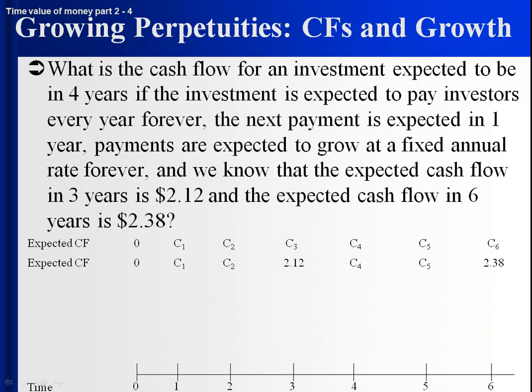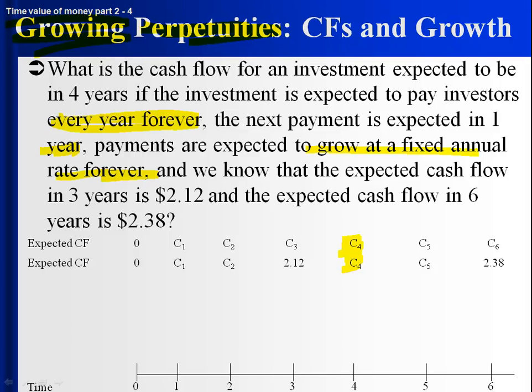So let's take a look at an example. We want to know what the cash flow for investments is expected to be in 4 years. So this is what we're trying to find. The investment pays investors every year forever. So every year forever sounds like it might be an annual perpetuity. The next payment is expected in 1 year, so that's good. Payments are expected to grow at a fixed annual rate forever, so now I know we're dealing with growing.